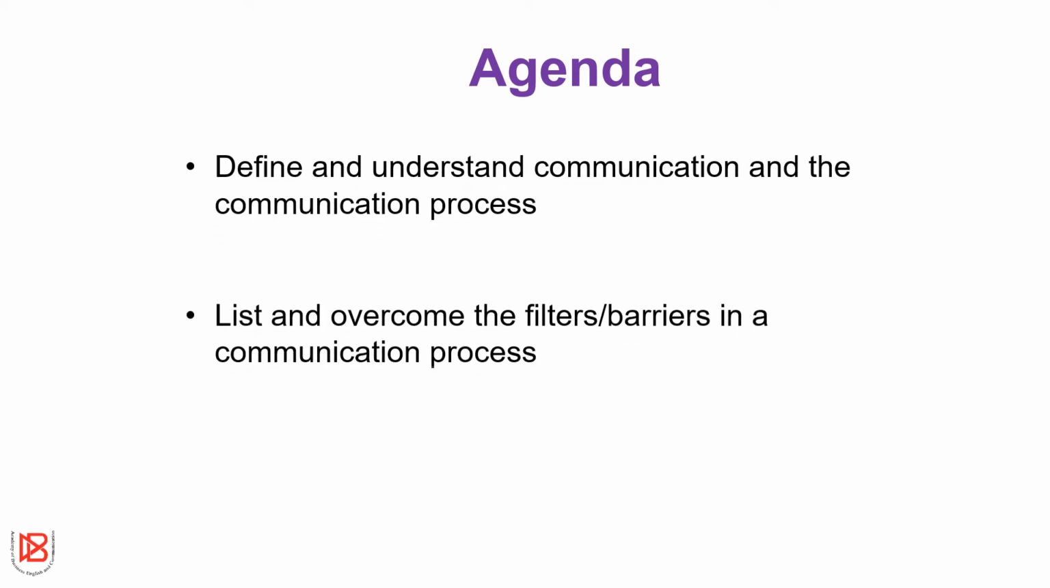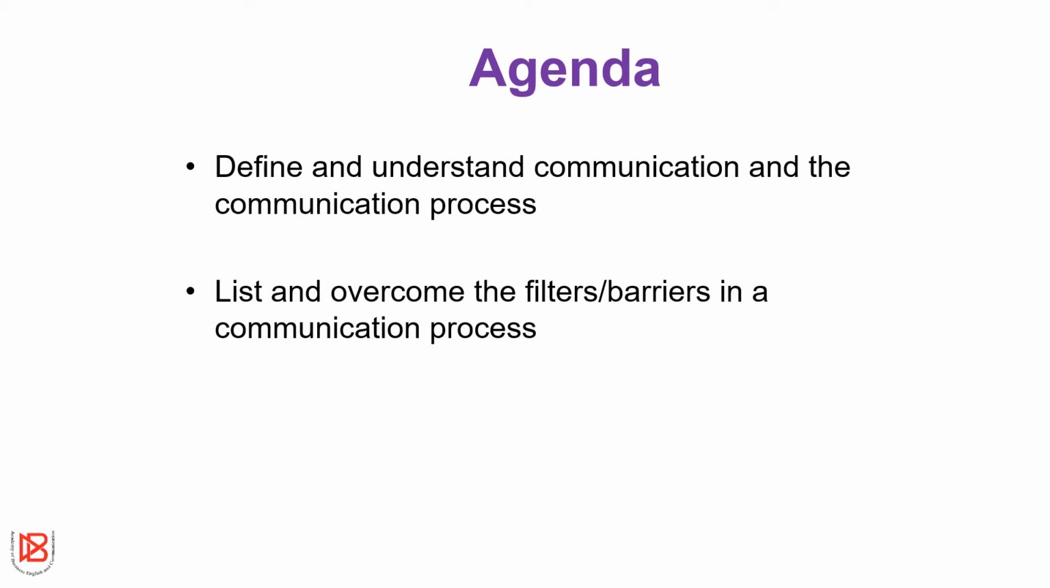Number one, we need to define and understand communication and the communication process. List and overcome the filters and barriers in the communication process. That is what we are talking about. We should ensure the things that are going to impact the outcomes of the interaction. So practice. One thing I want to keep saying is keep on practicing active listening. If you don't understand active listening or deep listening, you will not be able to be a good communicator in the first place. And that is what needs to be done.